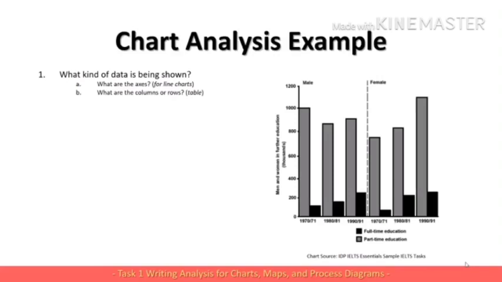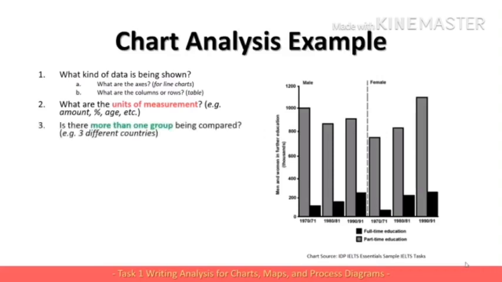Very important to notice: what are the units of measurement? Okay, so we have men and women. I think the unit of measurement, we have people, so it's the amount of people, and it's in thousands, right? Is there more than one group being compared? What do you think? Well, yes, there is more than one group being compared. In fact, we have a combination of different groups. On the left side of the chart, we have males. On the right side of the chart, we have females. And in the black is full-time education, and in the gray is part-time education. So many different groups going on here.